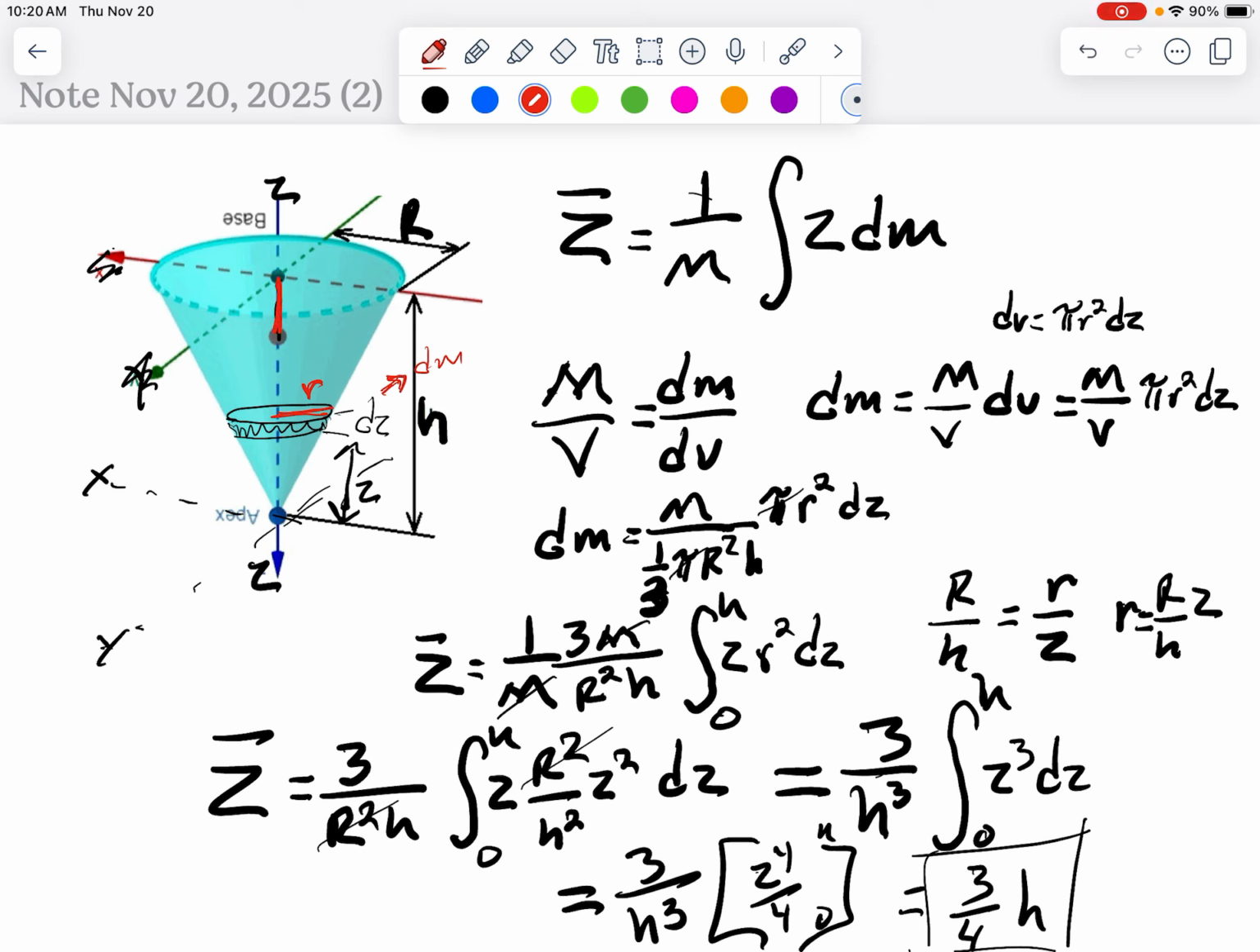So, right, this is 1/4 h, and this is 3/4 h. That's how we find the location of the center of mass of a cone. And once again, I want to reiterate, it's this transformation and the identification of the mass element that makes these things possible, that geometric analysis of the situation to make dm into something that is integrable. All right, thanks.